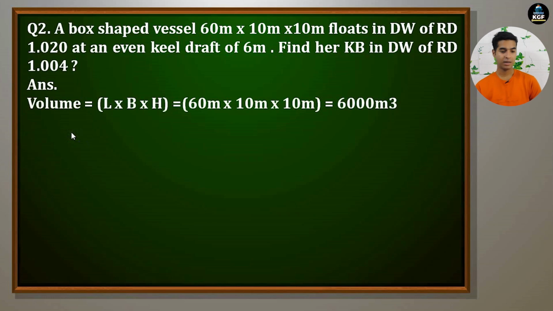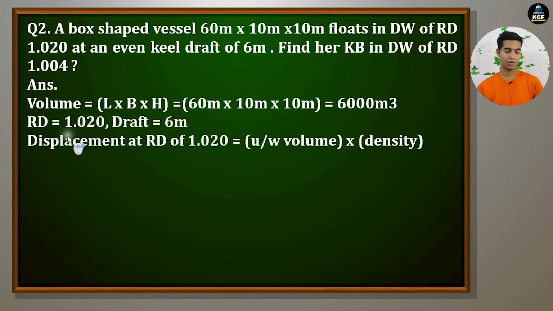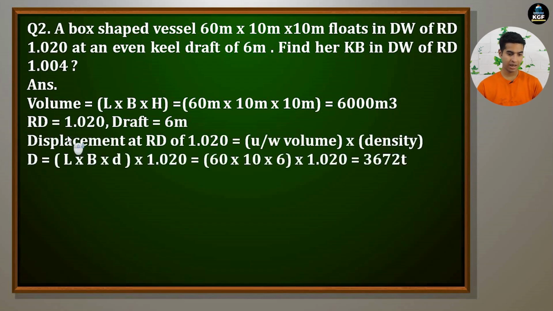So volume will be 6,000 meter cube, in either 1.020 or 1.004. The volume will be the same. Relative density will be 1.020, draft 6 meters. This is the given data. So we will use the displacement formula and displacement in the first case will be 3,672 tons.